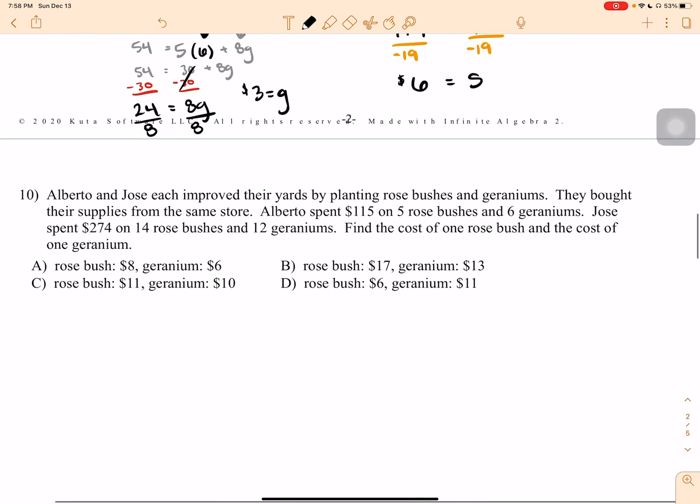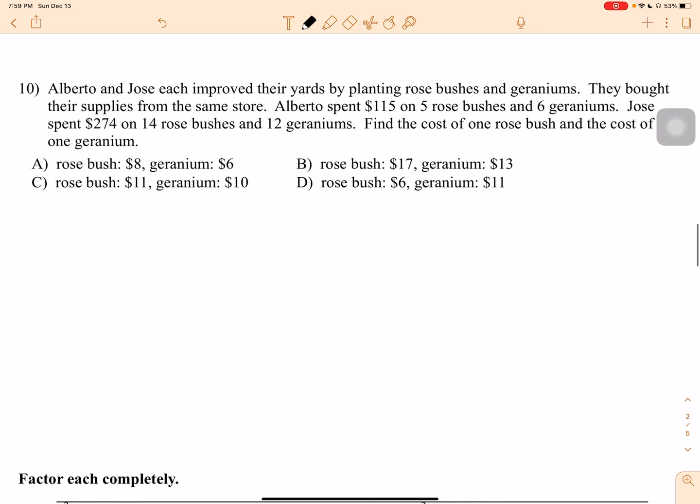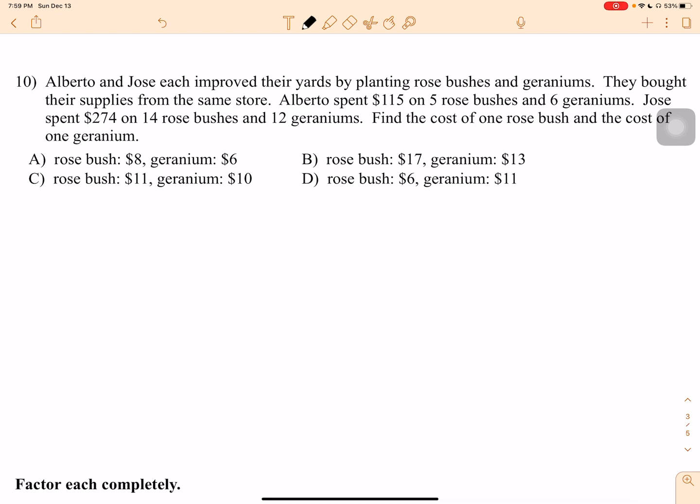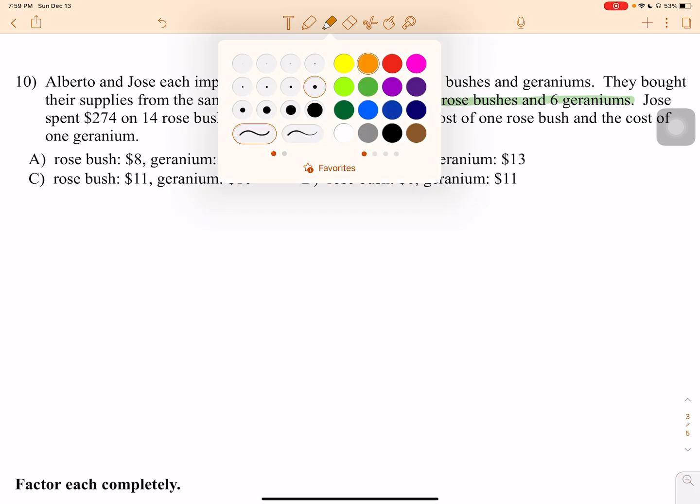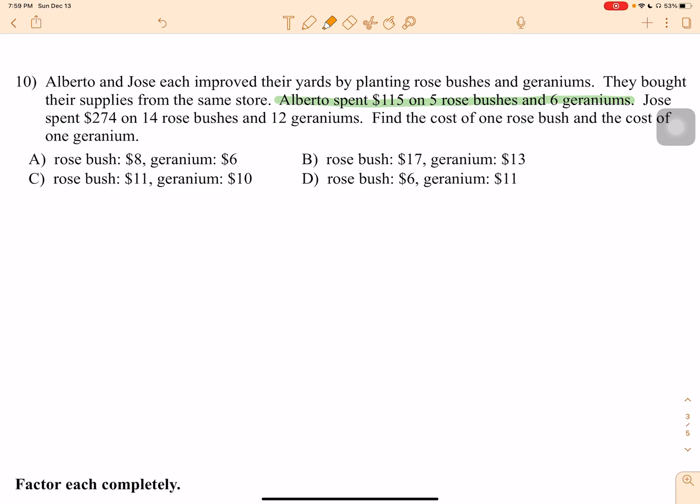All right. So now for number 10, it says Alberto and Jose each improved their yards by planting rose bushes and geraniums. I really hope I'm saying that right because I keep saying it. They bought their supplies from the same store. Alberto spent $115 on 5 rose bushes and 6 geraniums, while Jose spent $274 on 14 rose bushes and 12 geraniums. Find the cost of 1 rose bush and the cost of 1 geranium.